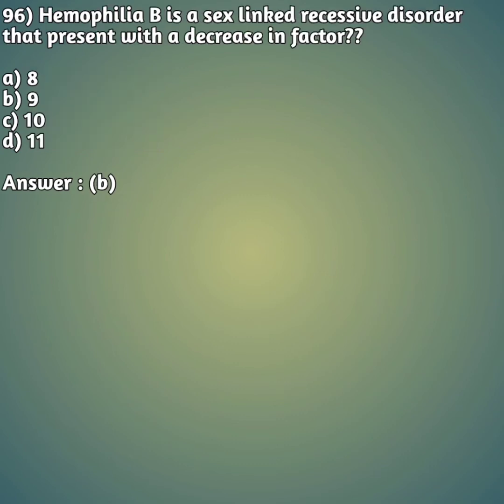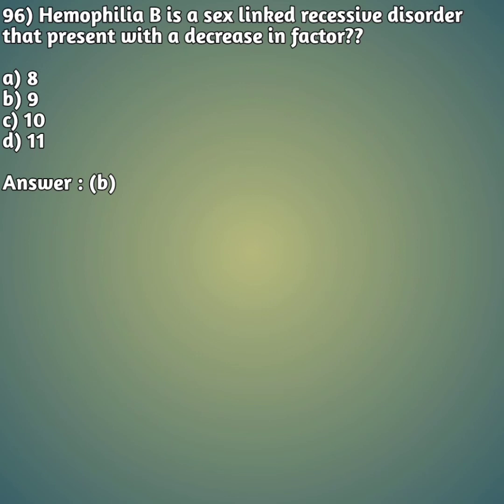Moving on to our 96th question. Hemophilia B is a sex-linked recessive disorder associated with a decrease in a factor. Which factor will be decreased in hemophilia B? Option A, 8, option B, 9, option C, 10, and option D, 11. So the right answer is answer B, 9th factor.